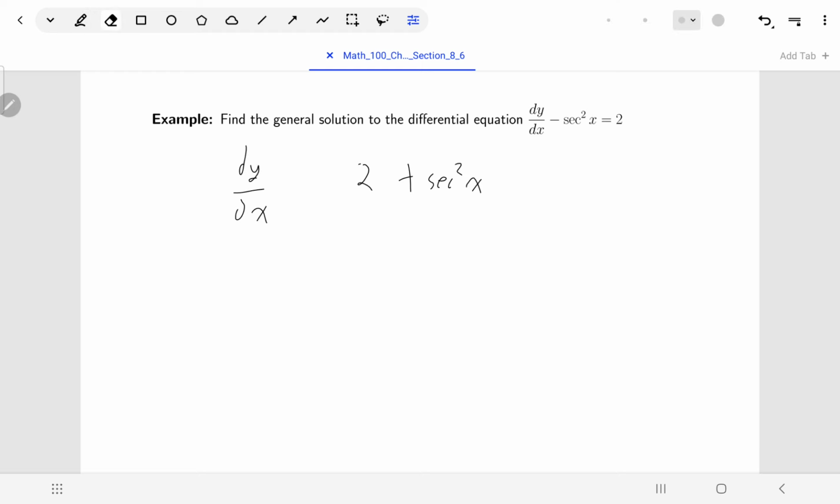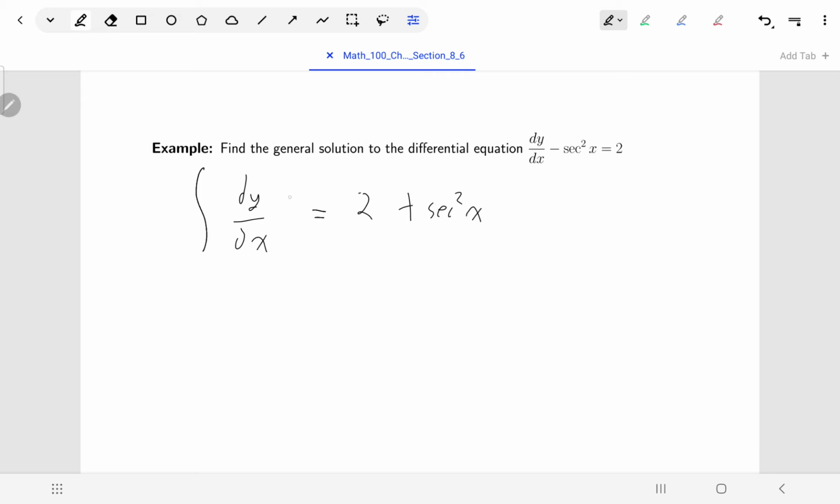So I have my derivative written, dy dx equals 2 plus secant squared x. And now I'm looking at this equation and I'm saying, well, if the left and the right side are both equal to each other, then they should both have the same indefinite integral. So if I integrate the left side with respect to x, and if I integrate the right side with respect to x, they should both have the same left and right sides.